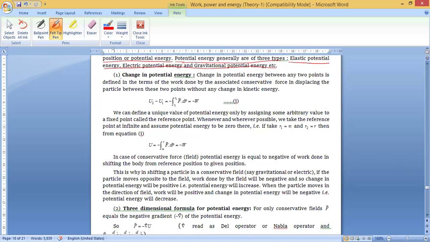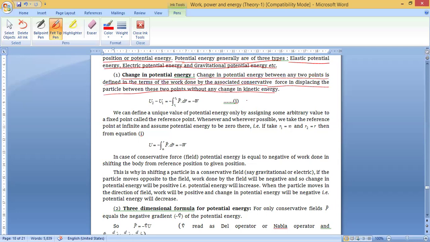First, take change in potential energy. The change in potential energy between any 2 points is defined in terms of the work done by the associated conservative force in displacing the particle between these 2 points without any change in the kinetic energy. That means R1 to R2, these two positions, F dot dr. So U2 minus U1 equal to minus integration R1 to R2, F dot dr, equal to minus W.